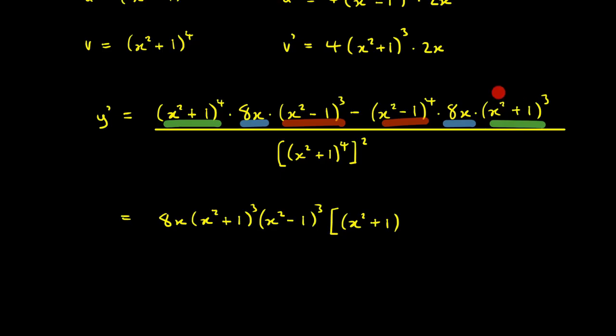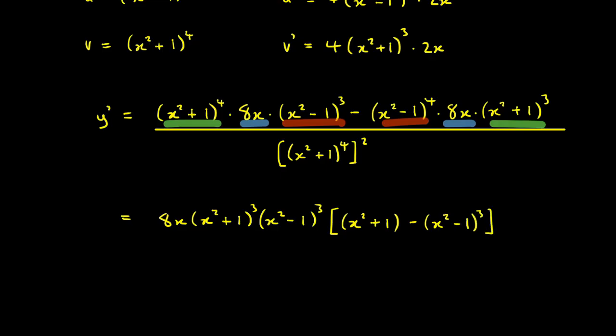And then if I take this whole term here, I factorize out 8x, I factorize out (x squared plus 1) to the power of 3. And if I factorize out (x squared minus 1) to the power of 3, I've got one of those terms left there. So I've just got the (x squared minus 1) to the power of 3 left over.